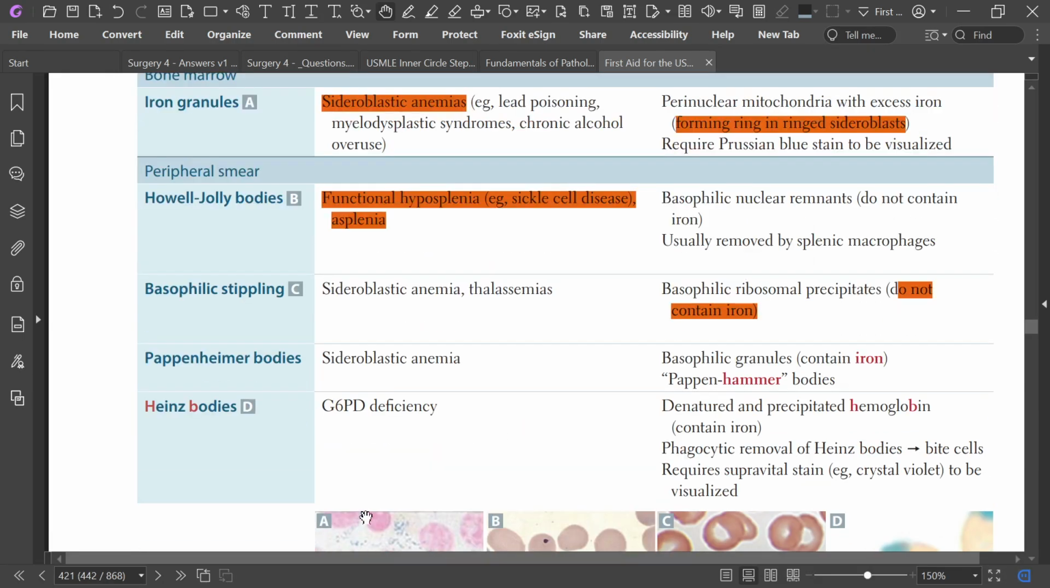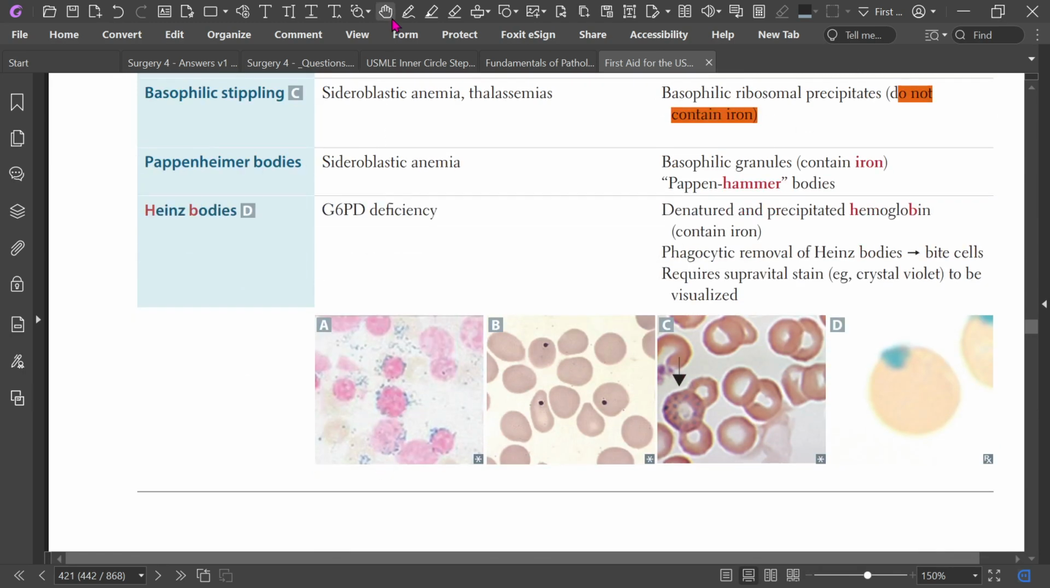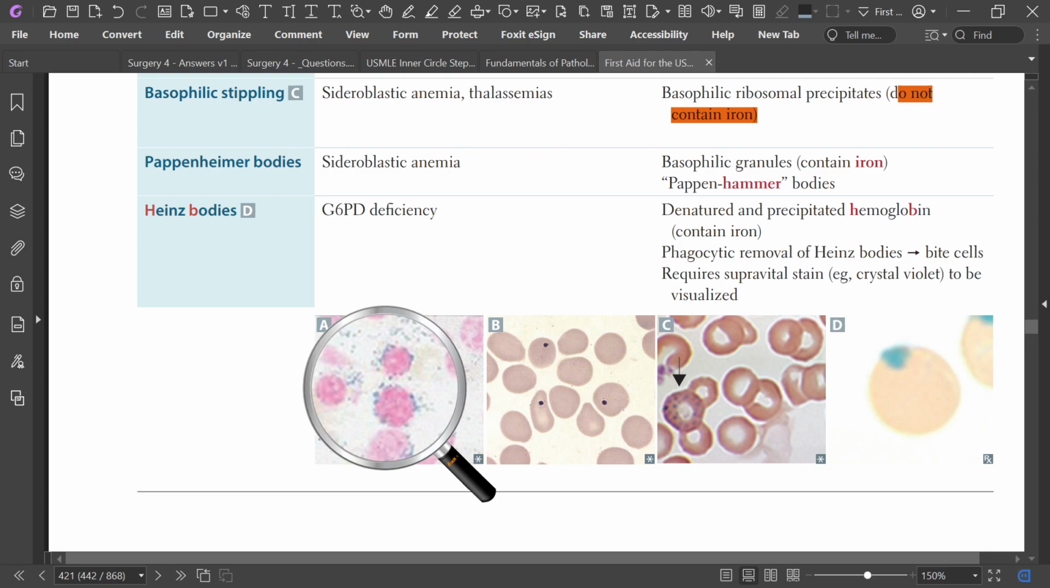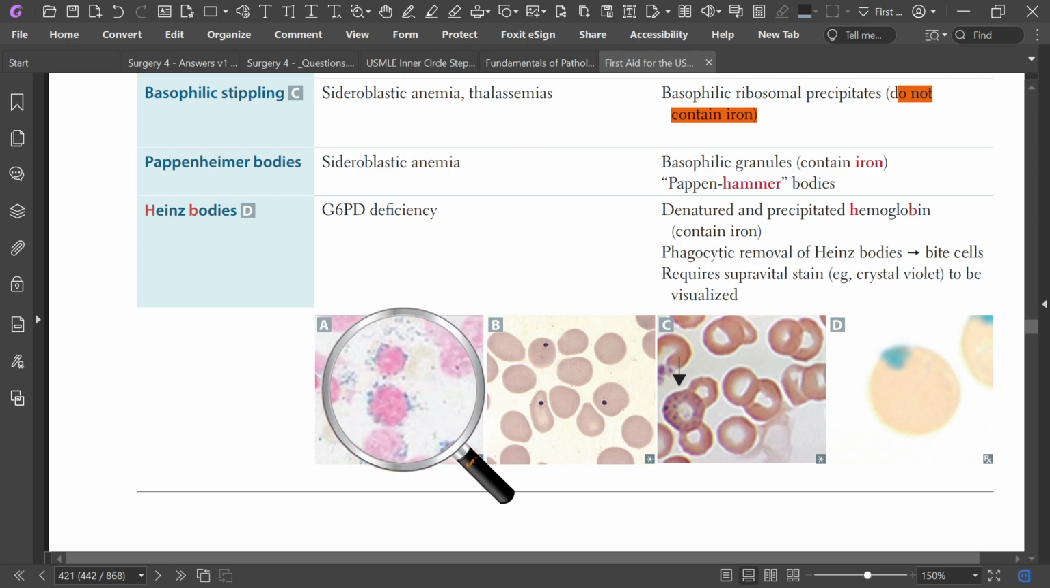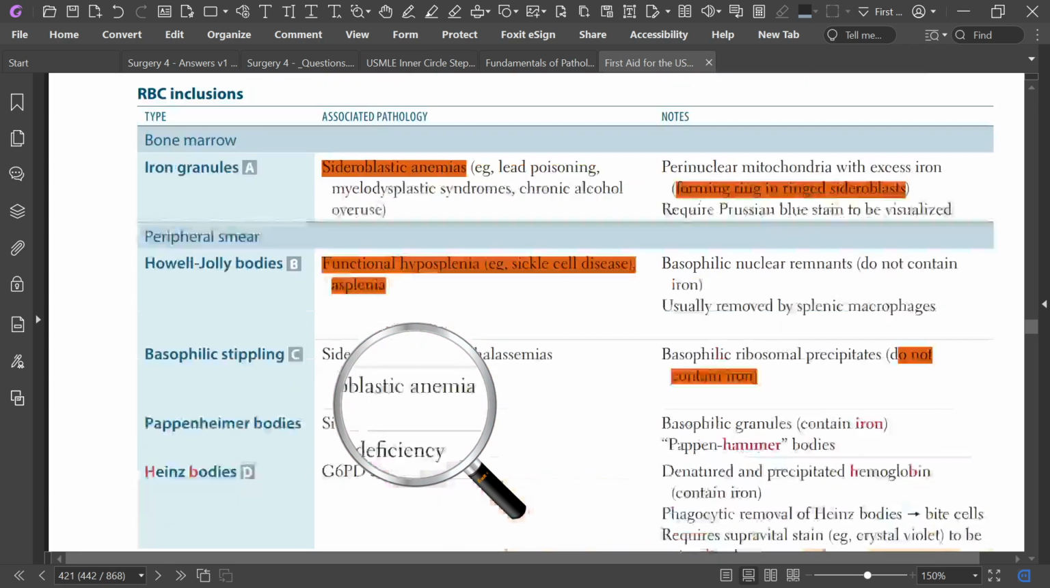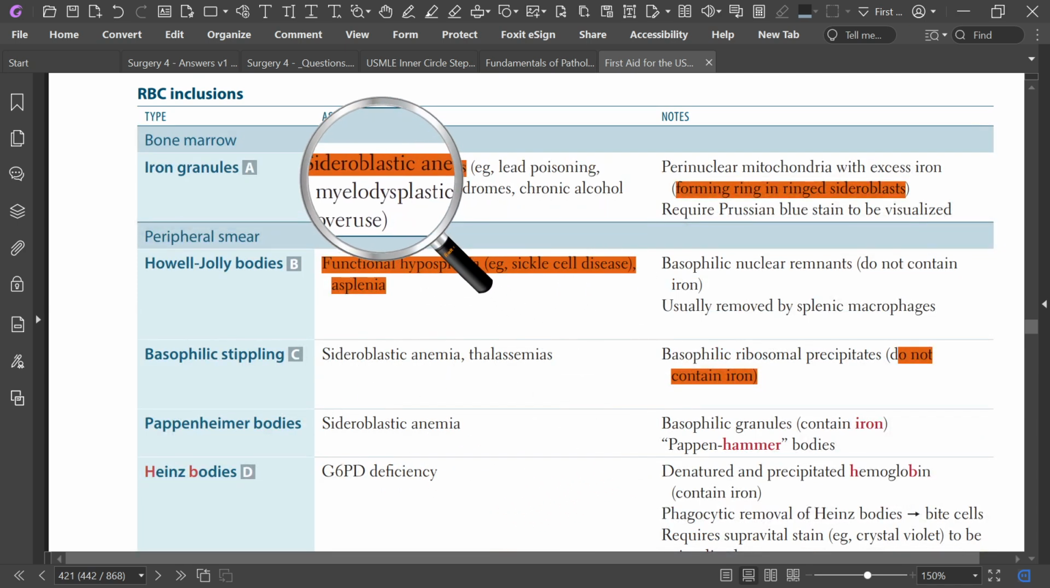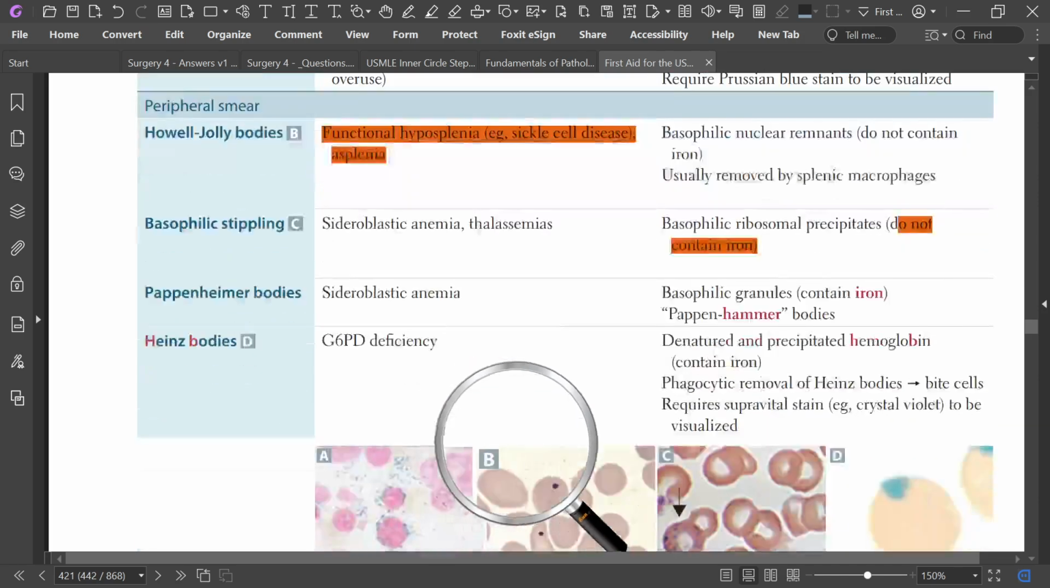First, these are iron granules. Look at these iron granules. The cause is sideroblastic anemia.